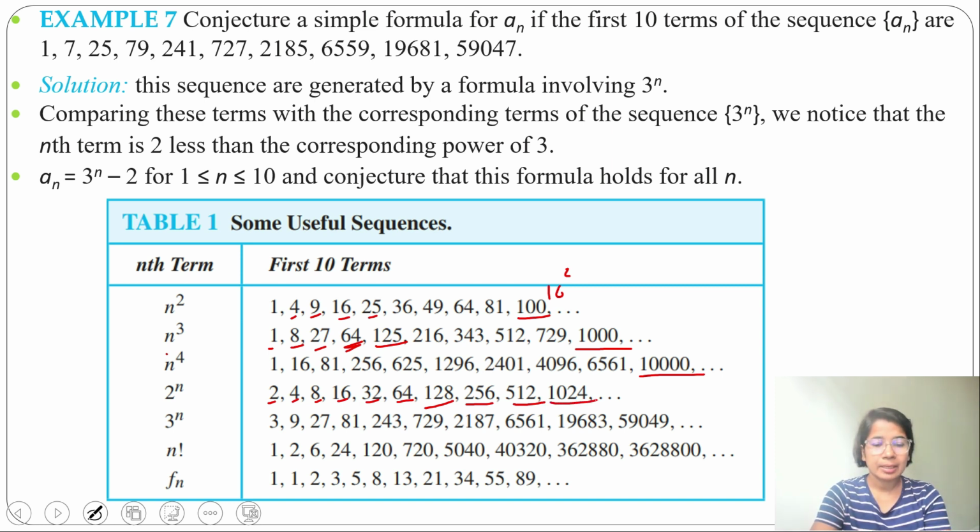Next sequence is 3 power n. So 3 power 1 is 3, 3 power 2 is 9, 3 power 3 is 27. Next 3 power 4 is 81, like this. Next n factorial: 1, 2, 6, 24, 120, 720, 5040, like this. Next is the Fibonacci sequence: 1, 1, 2, 3, 5, 8, 13, 21, 34, 55, 89, like this. Fibonacci sequence is the sum of the previous two terms.